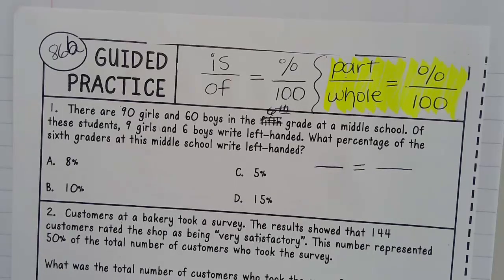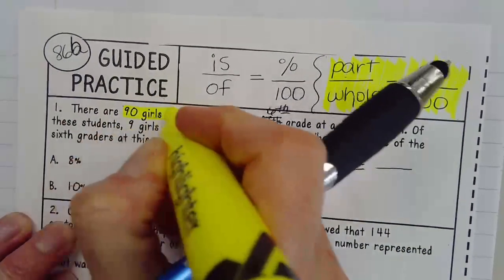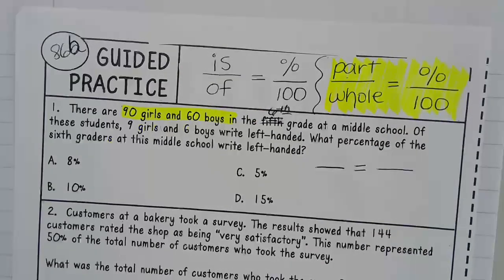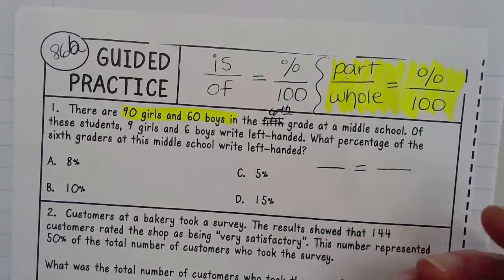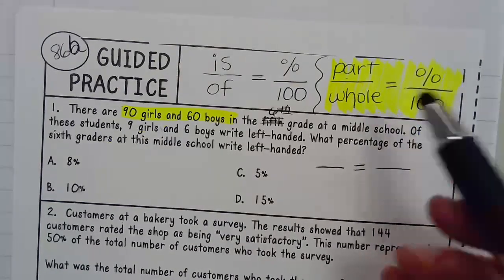How'd you get 150? So you have both of those together. You have the 90 and the 60 that you're going to put together, and that's going to give you a total of 150. That's the whole number goes on the bottom.